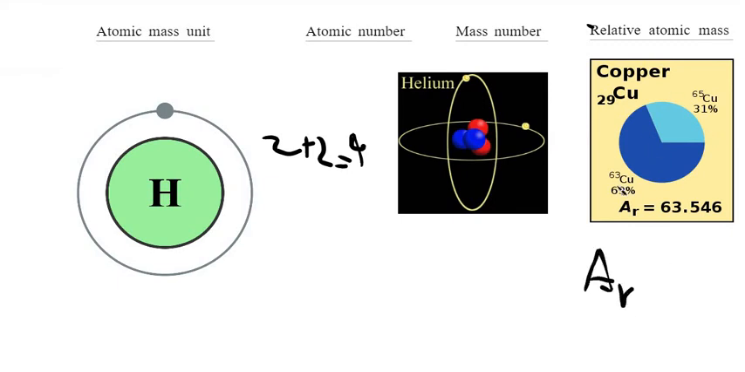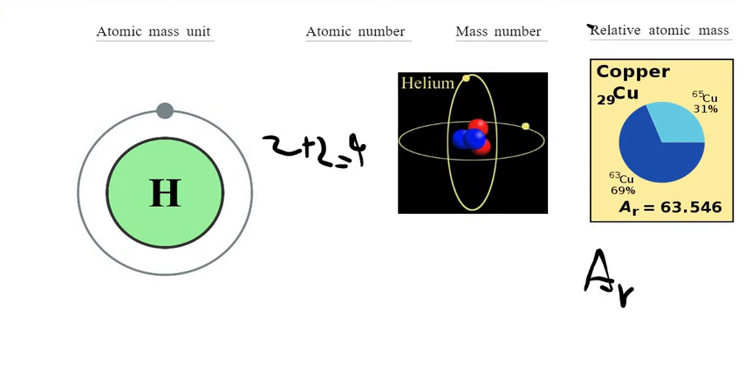Like shown here, 69% of copper is this isotope, the other is this one, 31%. You just multiply the atomic masses of them by the percentage that they're found in nature. Then you add them together to find the relative atomic mass.